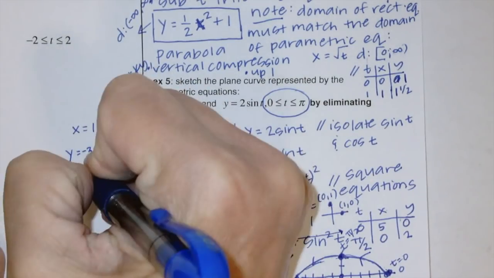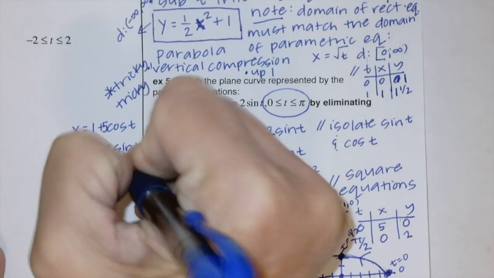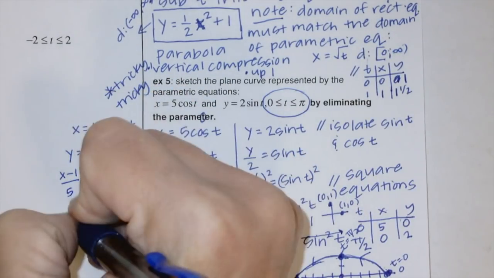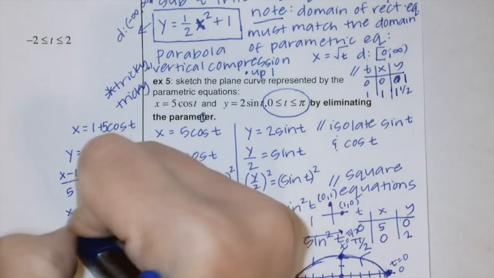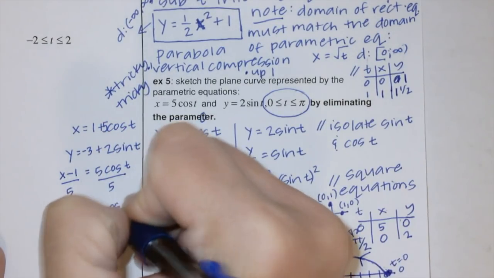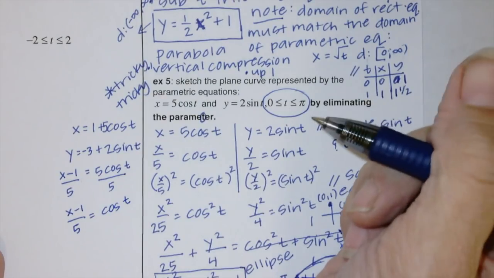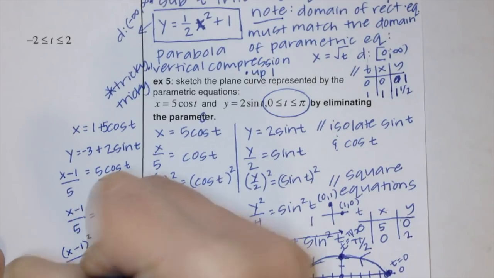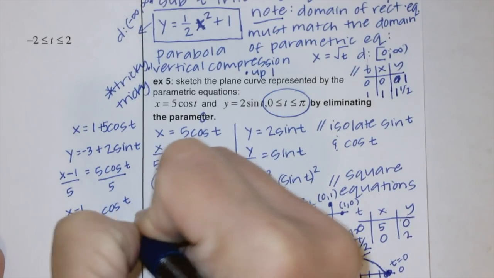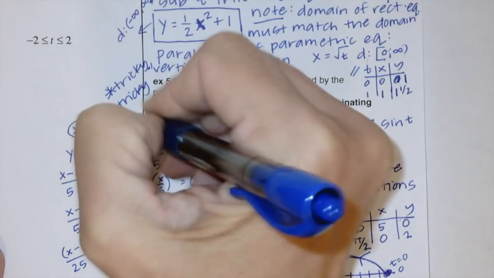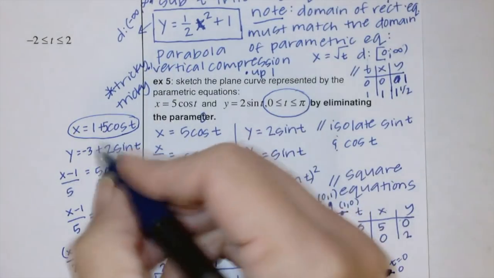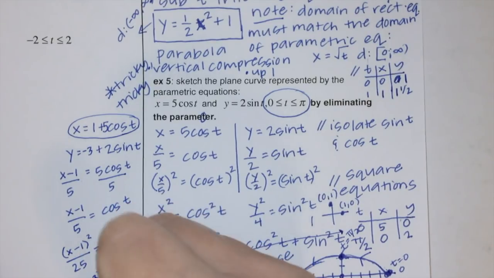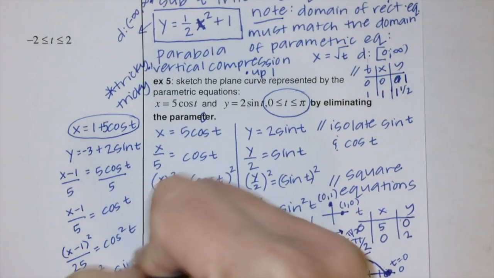X minus 1 equals 5 cosine t. And then I would divide out the 5. So then I would get x minus 1 over 5 equals cosine t. And when I square that, I get x minus 1 squared all over 25 equals cosine squared t. So that was just this one. And then I would do the same thing for the other one, and I would end up getting y plus 3 squared over 4 equals sine squared t.